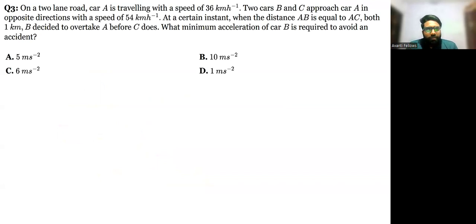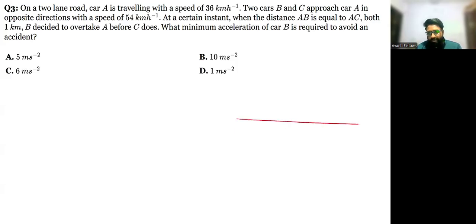On a two-lane road, car A is traveling with a speed of 36 km per hour. Two cars B and C approach this car from opposite directions with a speed of 54 km per hour. At a certain instant, when the distance AB equals 1 kilometer and is also equal to AC, B decides to overtake A before C does. What minimum acceleration of car B is required to avoid the accident? So it's a very important problem here.